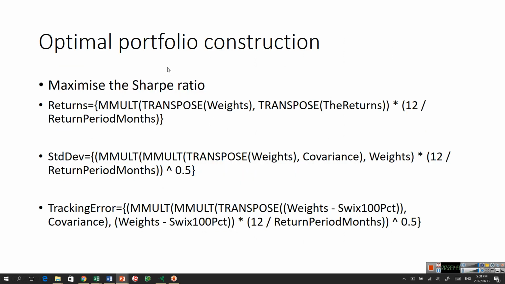Now, we want to find the optimal portfolio here. And as you will know, it was James Tobin who introduced the risk-free rate to Markowitz's efficient frontier. And to do that, we need to maximize the Sharpe ratio. So to do that, we're going to calculate the returns in the portfolio and the standard deviation of the portfolio. I'm just showing here the matrix algebra that we're using in Excel to do that. But at the same time, we want to put in some constraints. We're going to use, for our purposes, a tracking error of no more than 5%. So against the SWIX, that is.